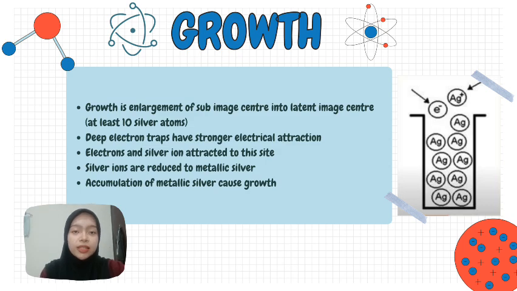So today I will be presenting about the process of growth in both theories. Growth of the latent image refers to the enlargement of a small sub-image center into a stable latent image center, which requires at least 10 silver atoms. This process begins at deep electron traps, which have stronger electrical attraction. Electrons and silver ions are drawn to this site, where the silver ions are reduced to metallic silver. As more metallic silver accumulates at the trap, the cluster grows, forming the latent image center.